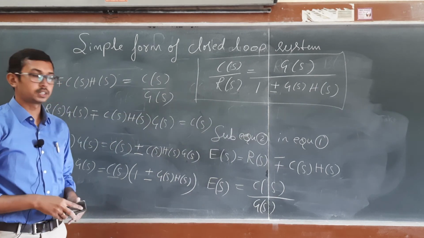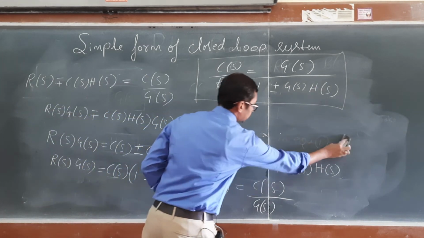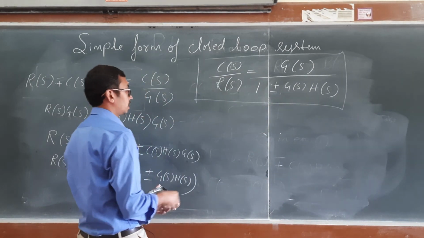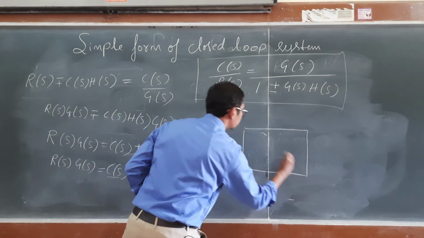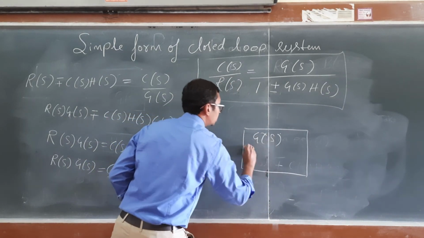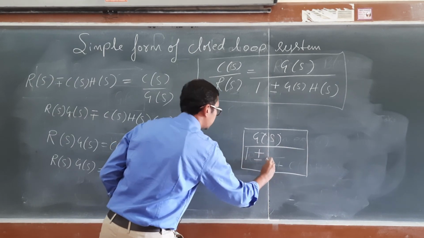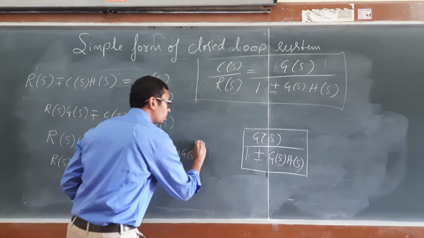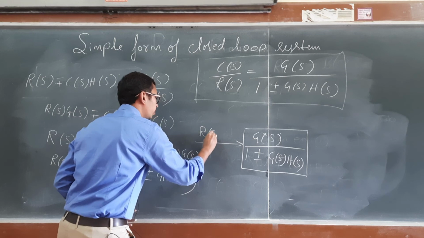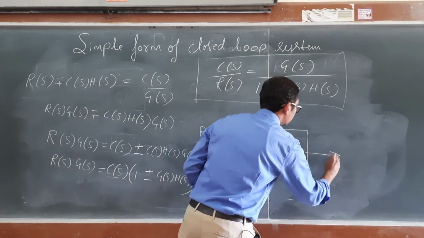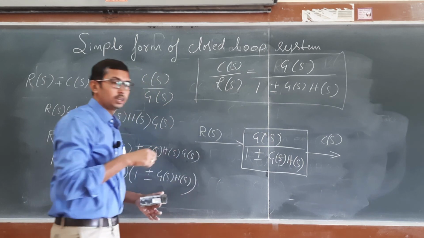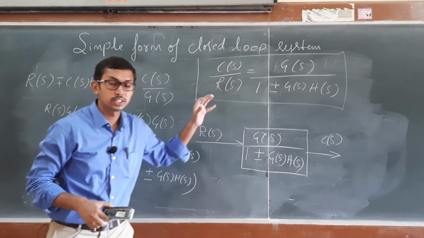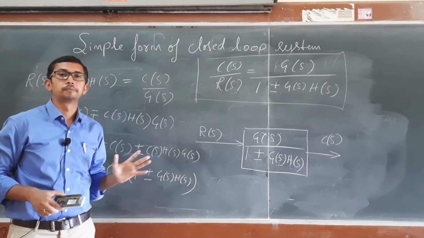I will represent this in a block diagram. This can be represented in a block as G of S divided by 1 plus R minus G of S into H of S. What is the input we are going to give? That is R of S. What is the output we are going to get? C of S. Okay, so this is the transfer function of a simple closed loop control system.